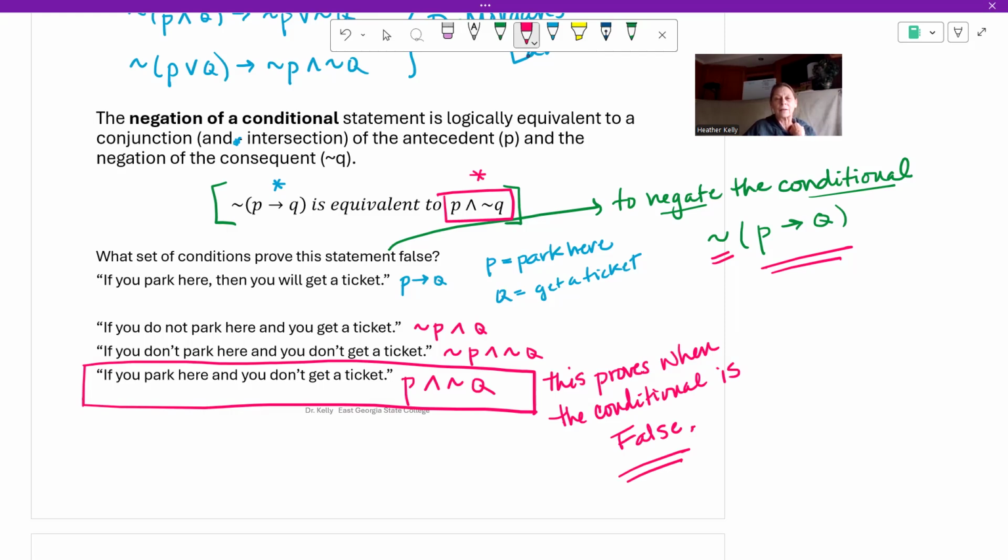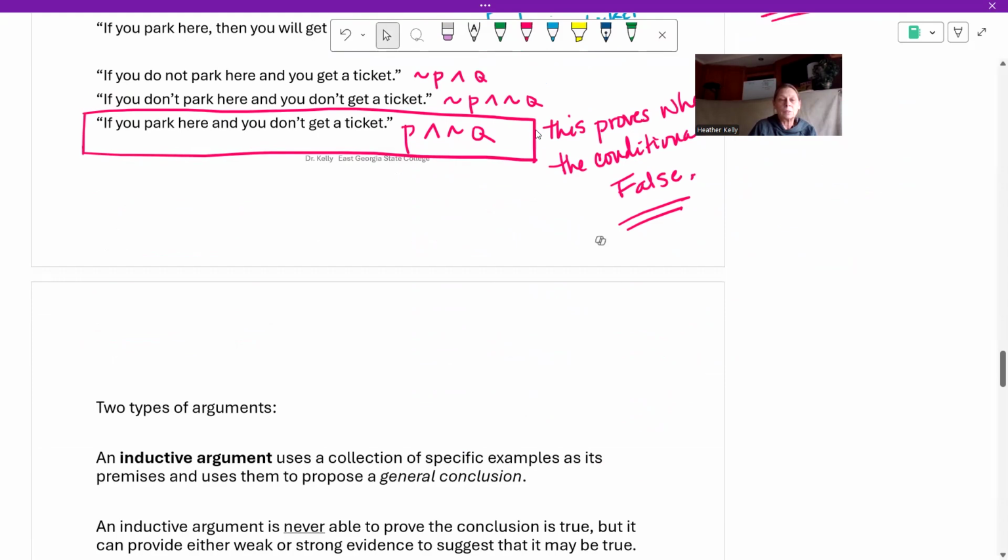Okay, because that's the negative of the conditional. Okay, awesome. Let's keep on going.